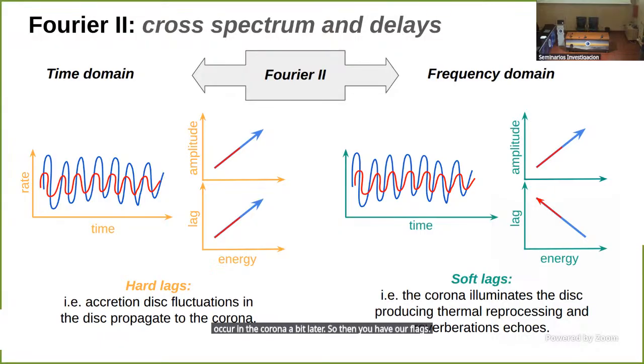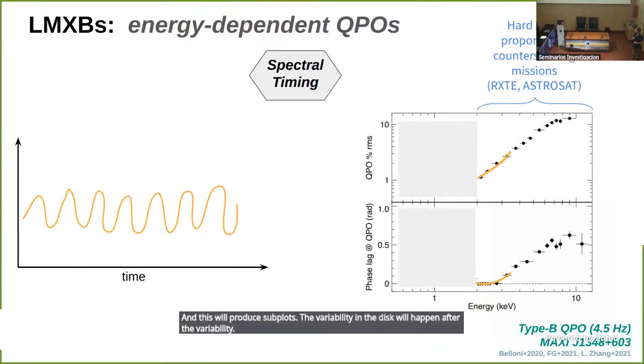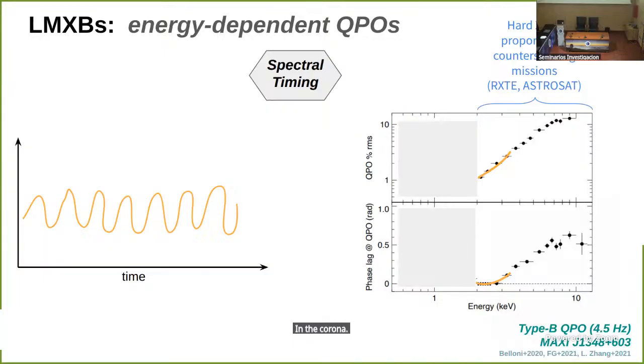And how can we create soft lags? Well, in the opposite way. Part of the photons that are scattered in the corona have to come back to the accretion disk, because they are emitted essentially isotropically in the corona. So they will produce echoes in the accretion disk, or even thermalization, and this will produce soft lags. The variability in the disk will happen after the variability in the corona. So this is a simple picture where you only have hard lags or soft lags.